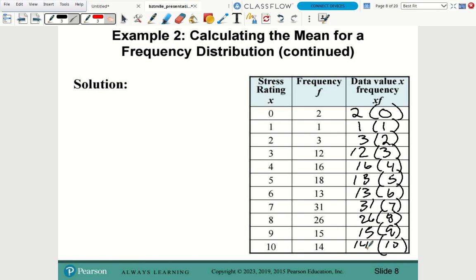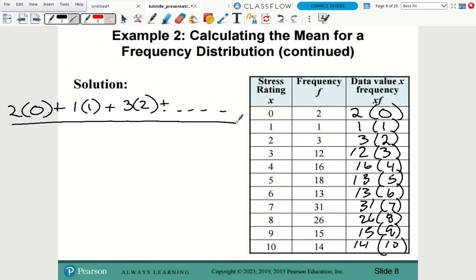So in my NumWorks, I'm going to put 0 times 2 plus 1 times 1 plus 2 times 3, and so on, right? And all of that is going to be divided by how many total I'm going to have here. Oh, yeah, you're right. So I need to add together, I'm going to change color here, all these. And this is going to be my n value.